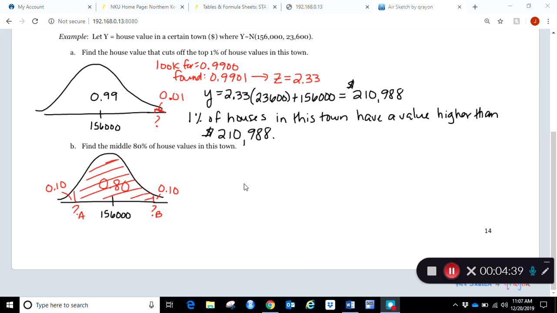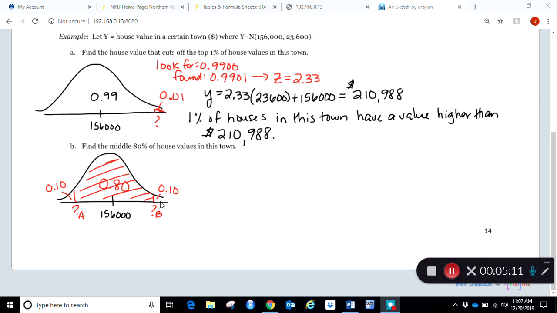So let's first see if our picture agrees. So the mean again is $156,000. This time we're asked to find the middle 80%. So this time I'm going to have two question marks along the bottom with 80% or 0.80 between them. I went ahead and completed my picture. So there's 80% between those two values. That leaves me 20% left over to split up between these two sides. So there's going to be 10% or 0.10 on either side.